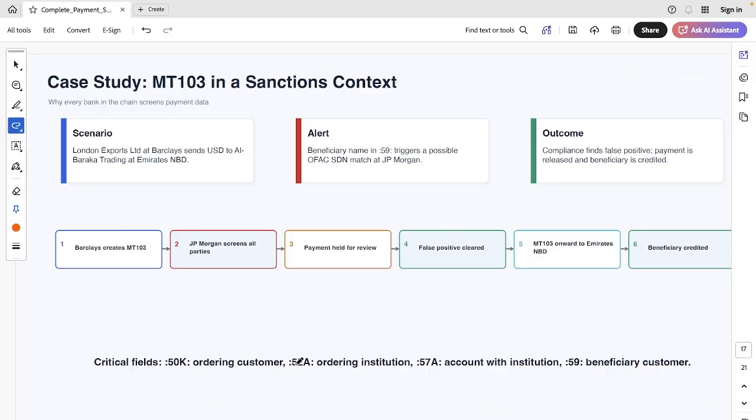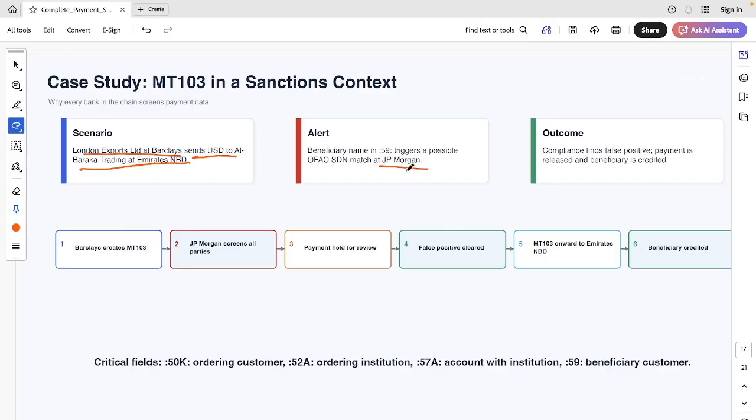Now let us look at a real world sanctions screening case. Here we have London Exports Limited at Barclays wants to send USD to Al Baraka Trading at Emirates NBD. Now JP Morgan is in the payment chain and screens the parties in the MT103.